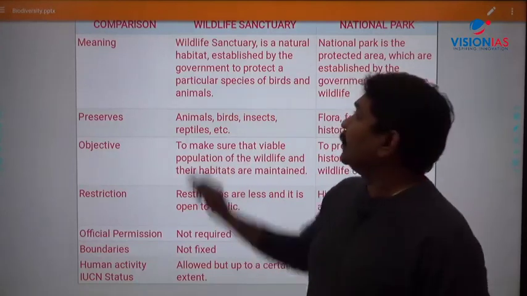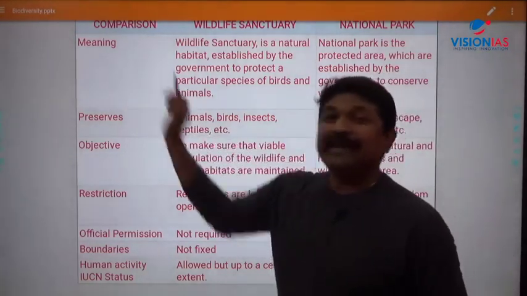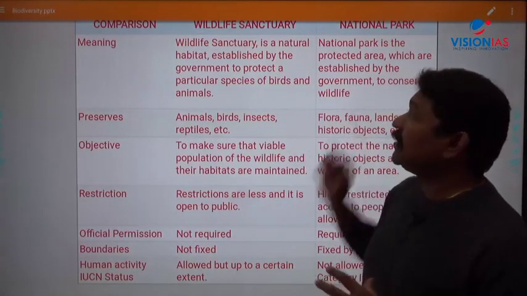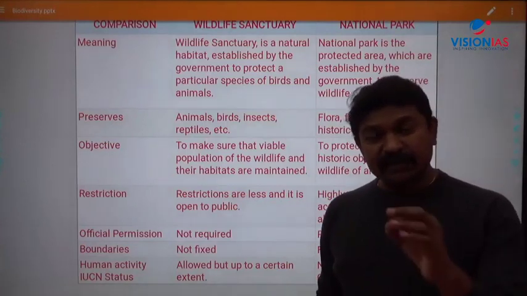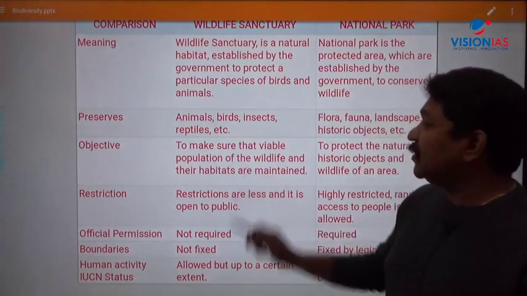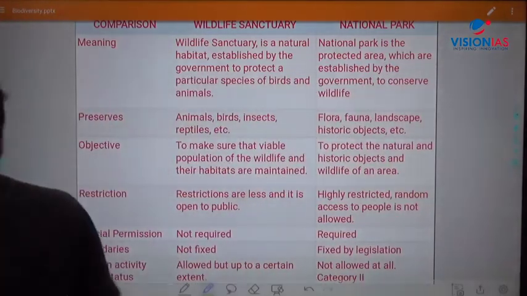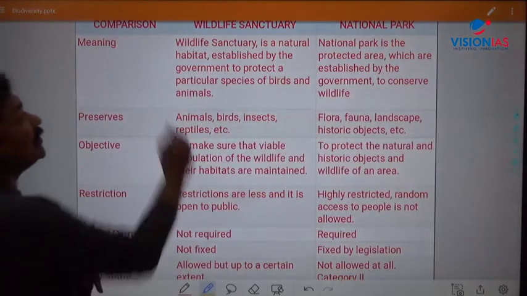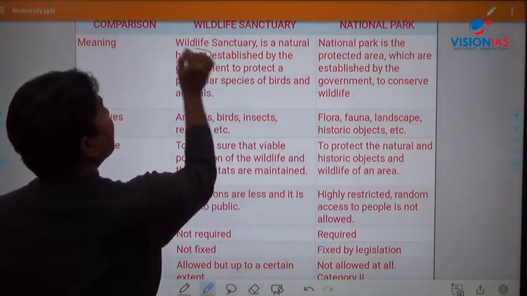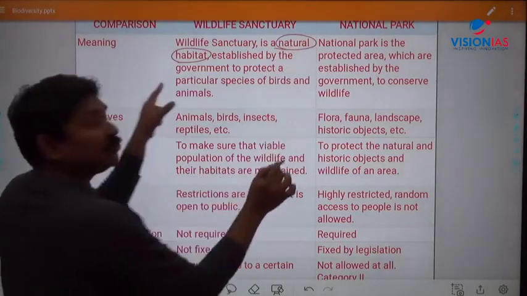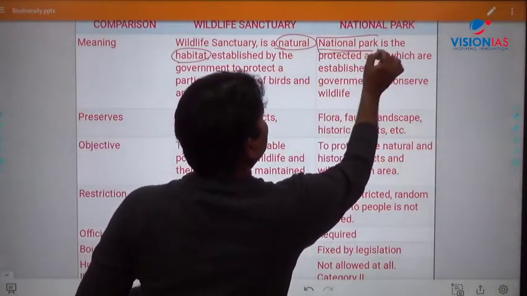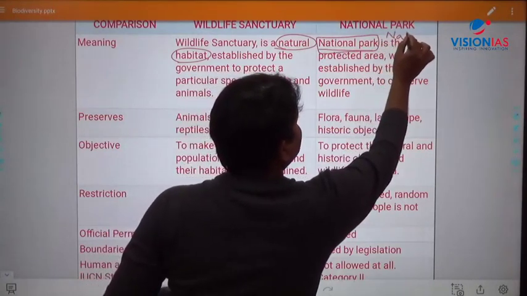Come on, let us see the meaning. What is the meaning of national park and wildlife sanctuary? Please note at least in bullet points. A wildlife sanctuary is a natural habitat. And a national park is also a natural habitat.